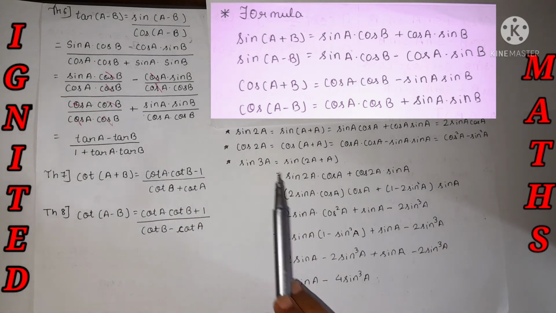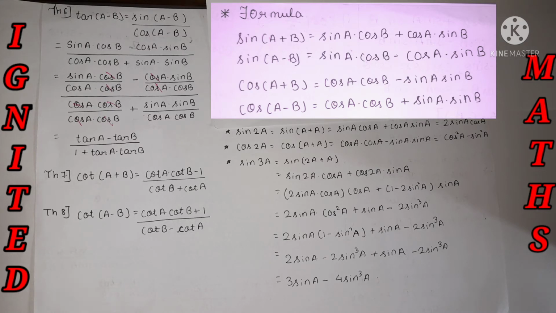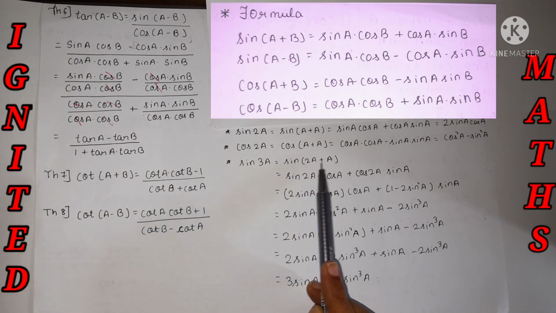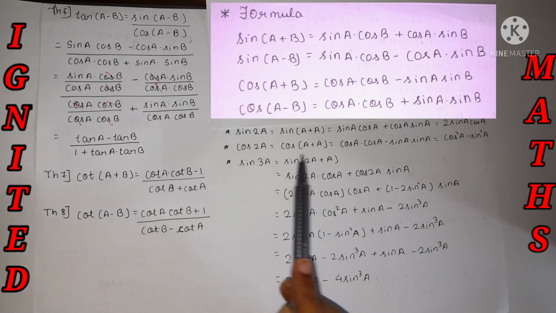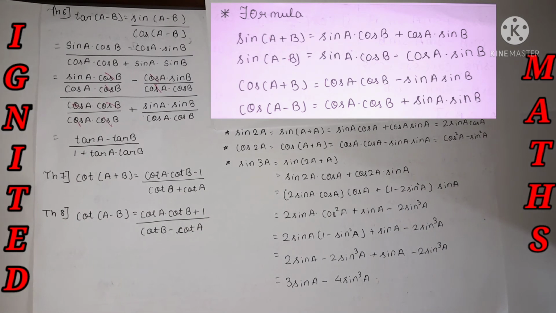Now the other formula, sin 3a, which is nothing but sin 3 theta. That formula also we can derive with the help of compound angles. It's nothing but sin of 2a plus a, which is 3a. Yes, and we can apply the sin a plus b formula, as I have mentioned.